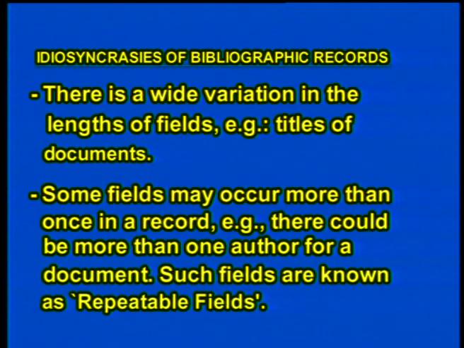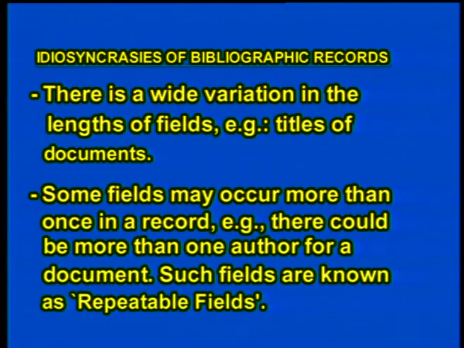Bibliographic records have very many peculiarities or idiosyncrasies. First and foremost, there is a wide variation in the lengths of fields. For instance, in the titles of documents, there could be some documents which have a title of just 2 or 3 words, for instance, The Good Earth, that is 3 words, but there can be very long titles also. That means, you cannot fix the length of a particular title, it can vary from very short titles to very long titles.